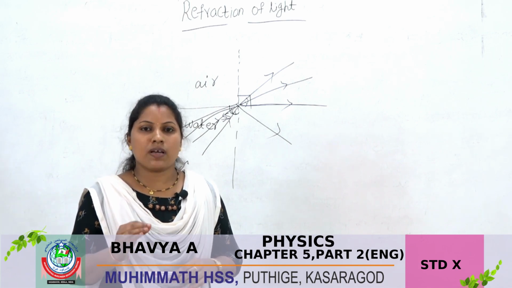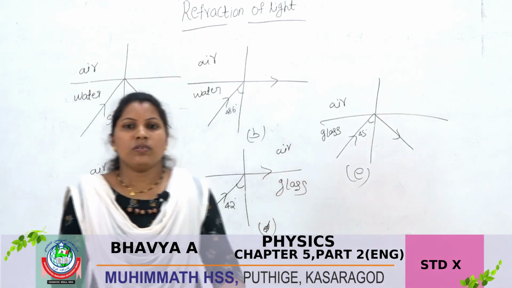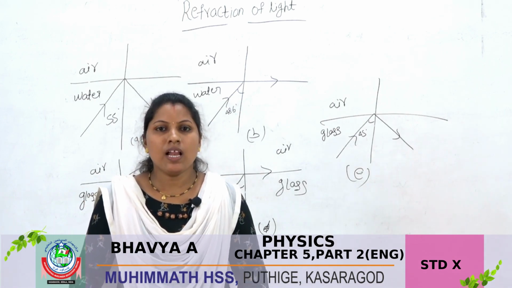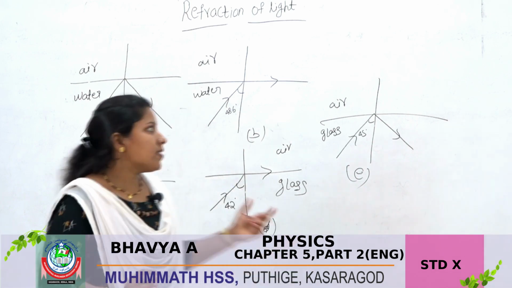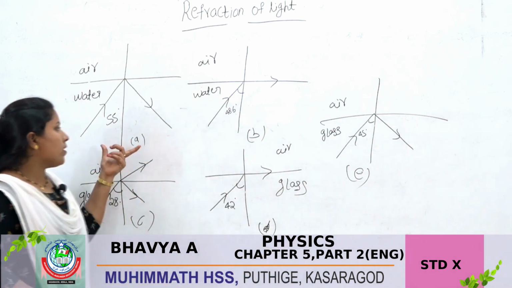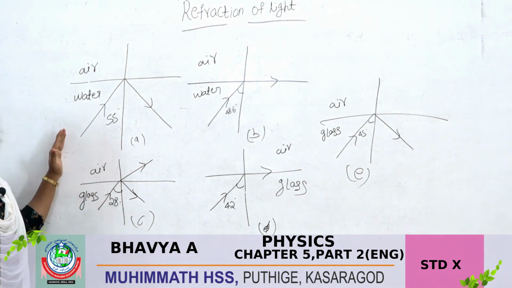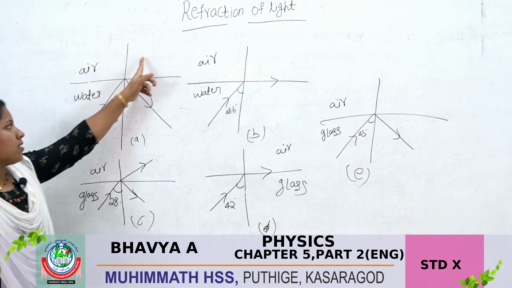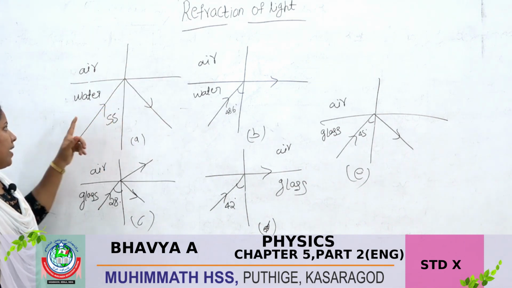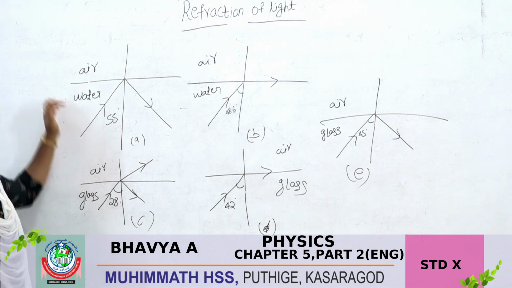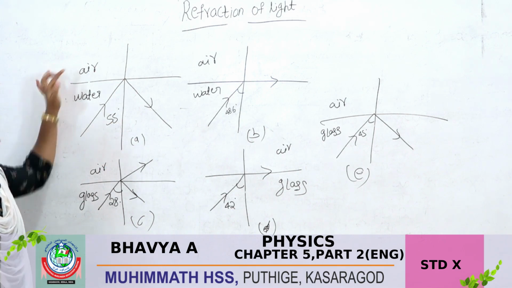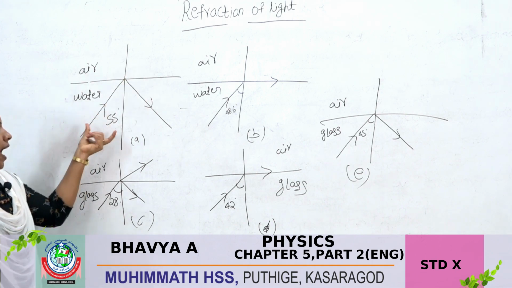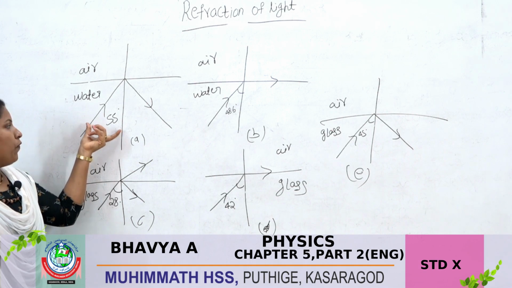Now, related to this, some pictures are given. In the first picture A, a ray of light passes from higher optical density to lower optical density. Water has higher optical density, air has lower optical density. So when a ray of light passes from water to air, here the angle of incidence becomes 55 degrees.